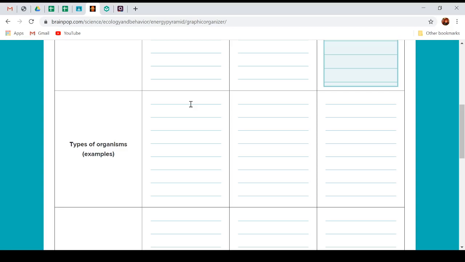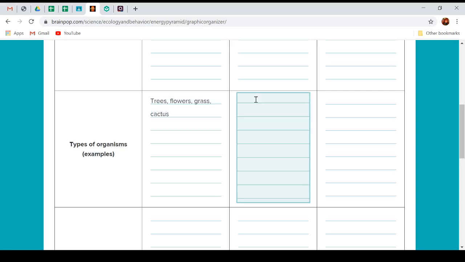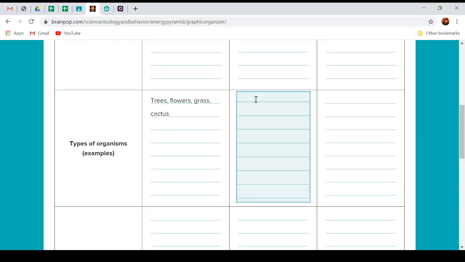Now, types of organisms. This is just examples. So name any type of producer, and remember producers are plants, so any plant that you can think of you can put here. So trees, flowers, grass, a cactus, any type of plant fits here. Now consumers, those are animals. Any type of animal can be put here, so humans, dogs, cats, bird, any type of animal will fit here.